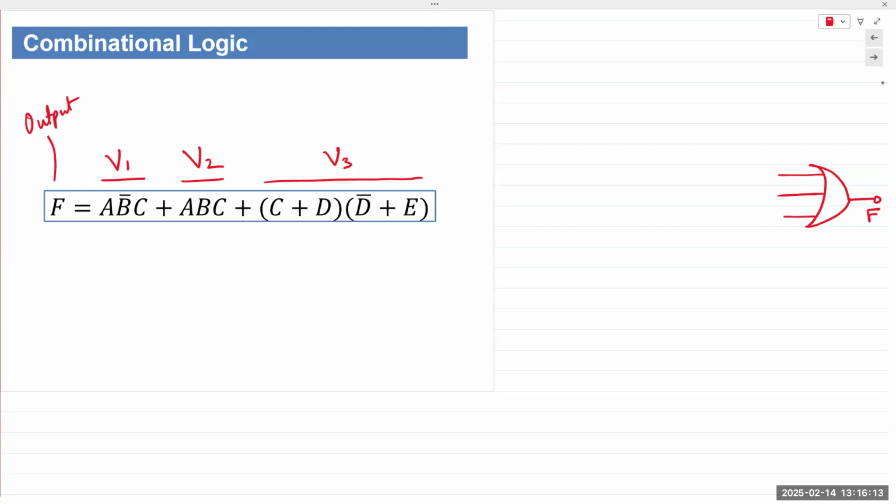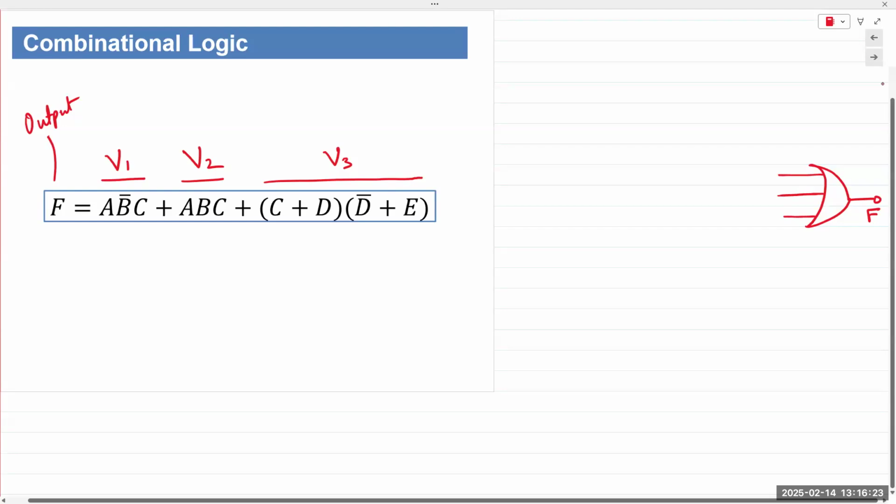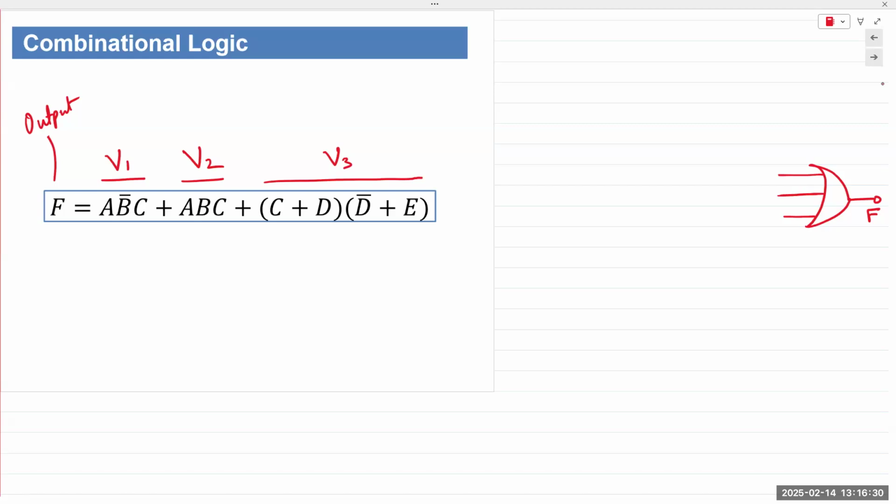Now, let's take V2 first. V2 is the most straightforward. We have 3 inputs, A, B, C, and A and B and C. So it requires a 3-input AND gate. Does everyone see that?